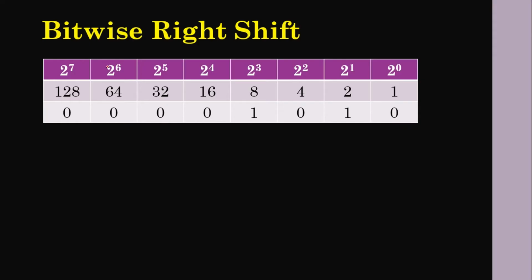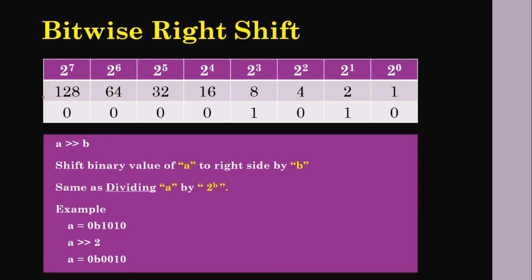Next, I am going to tell you about the bitwise right shift, which is quite easy. This is the syntax of the bitwise right shift. We have A, which is a number, and it will be shifted towards the right side by the value of B. Let's take one example.